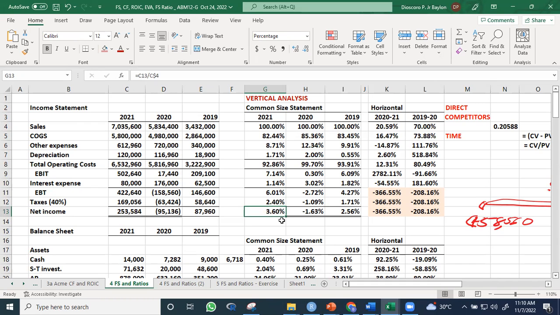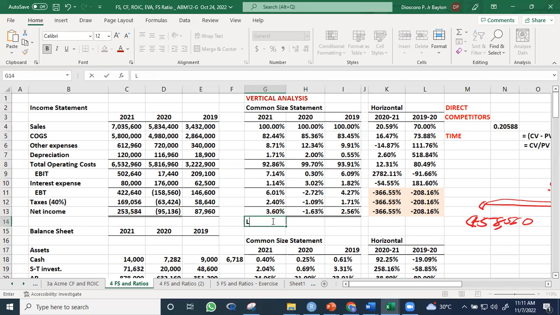Now, as to the question whether this is okay or not, there are two things that we need to consider. And we looked at that last time. We said, number one is the competitors, and the second one is time. We always benchmark, whether it's our common size statement, our vertical analysis, we always compare it with the direct competitor. So for example, in the industry, if the average in the industry was a profit margin of 5%, then our conclusion is that this company is lagging behind.